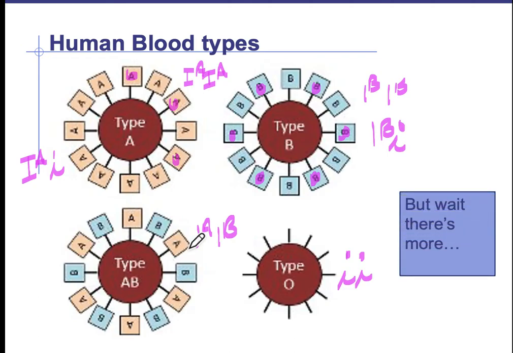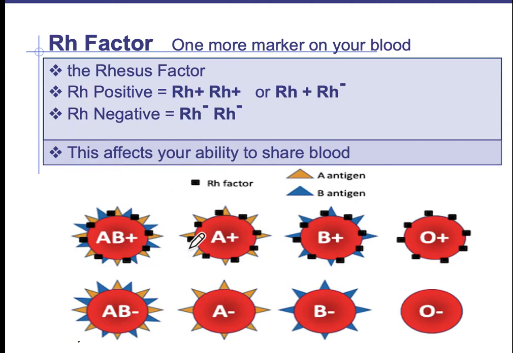But wait, there's more. You have an Rh factor. It's one more marker on your blood, one more molecule that you've got to worry about. It's called the rhesus factor because it was originally discovered in rhesus monkeys. If you are Rh positive, we again have a two allele system, because that's how we roll. This two allele system can be Rh plus, which means we have two Rh factor genes here, or alleles, sorry.